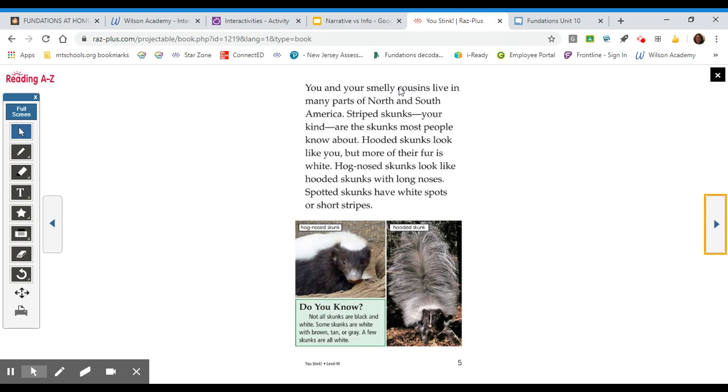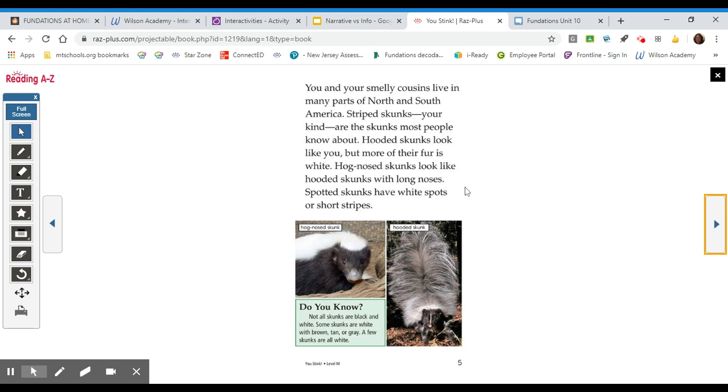You and your smelling cousins live in many parts of North and South America. Striped skunks, your kind, are the skunks most people know about. Hooded skunks look like you, but more of their fur is white. Hog-nosed skunks look like hooded skunks with long noses. Spotted skunks have white spots or short stripes.